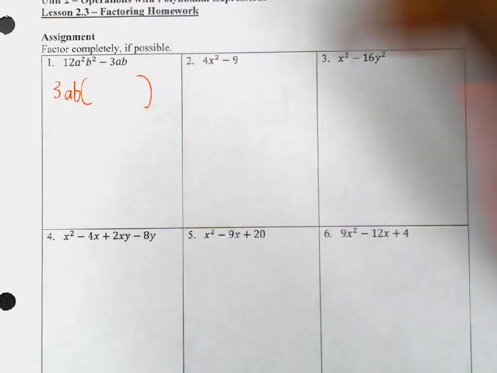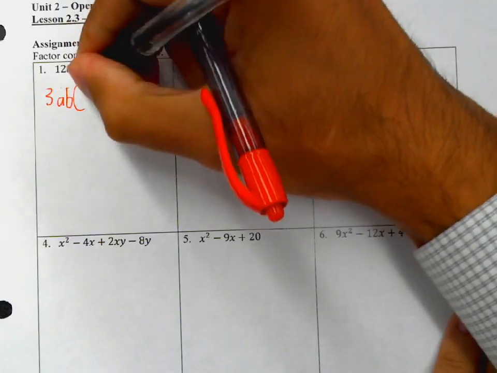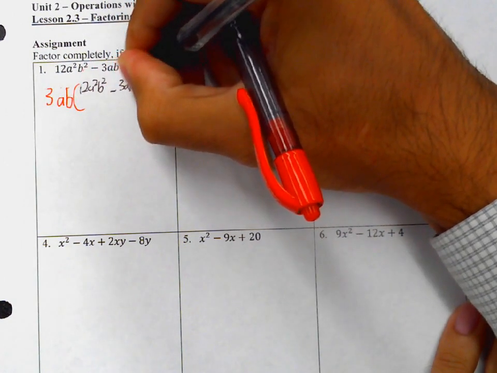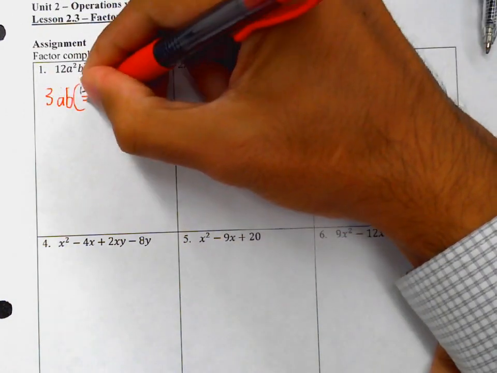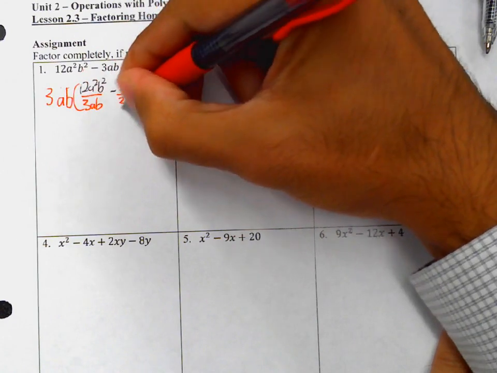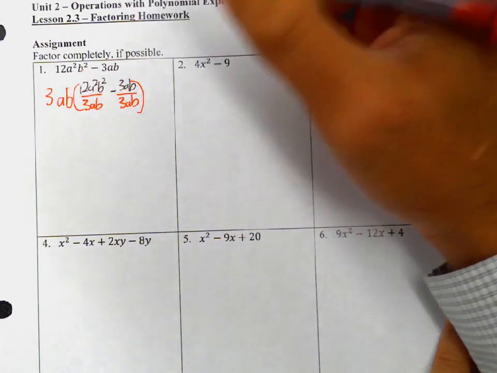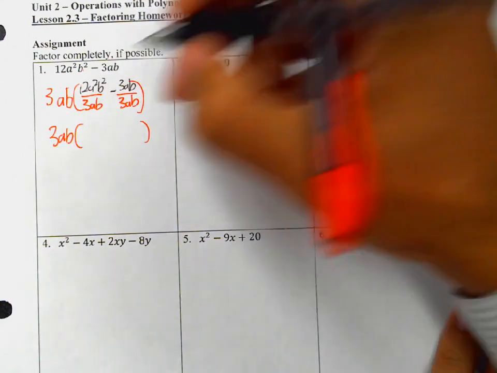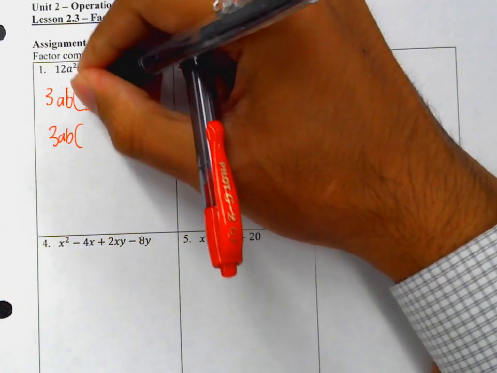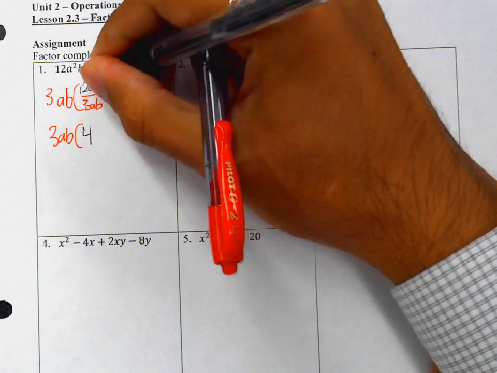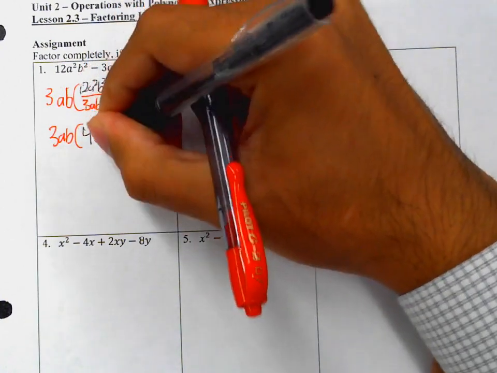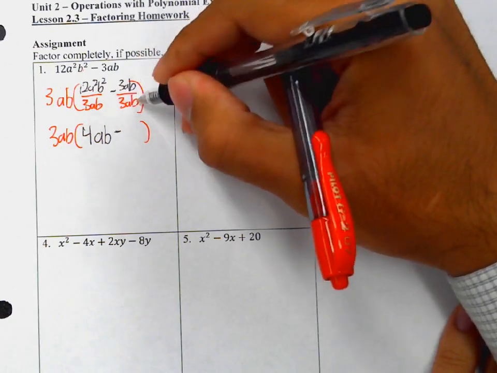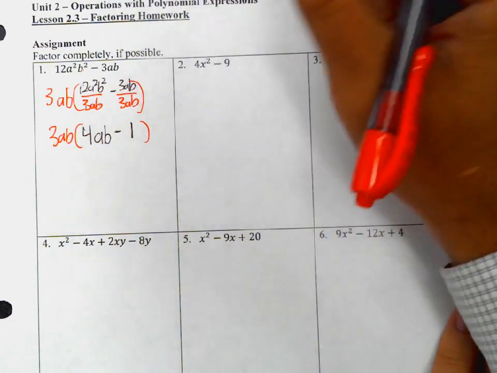Okay, so originally we had 12A squared B squared minus 3AB, but now we are factoring out a 3AB. So 3AB remains on the outside. On the inside, 12A squared B squared, 12 divided by 3 is 4. A squared divided by A is A. B squared divided by B is B. And over here, everything cancels out, so that leaves a 1 behind.